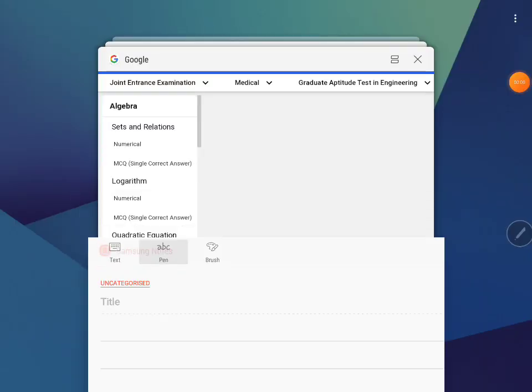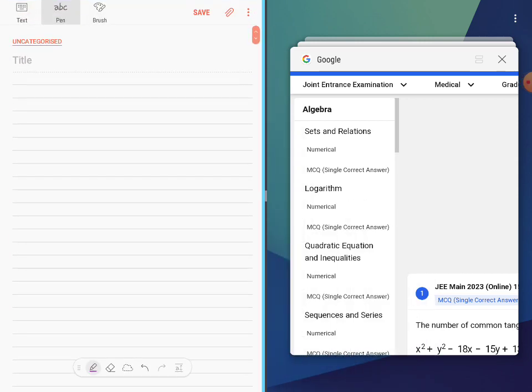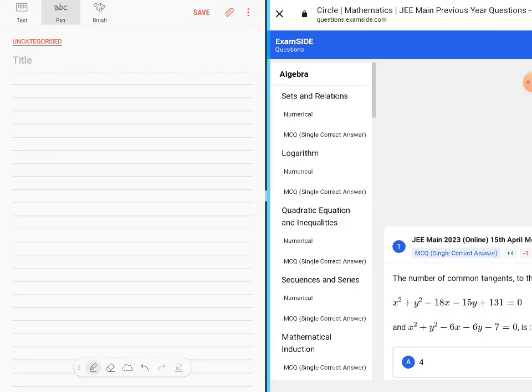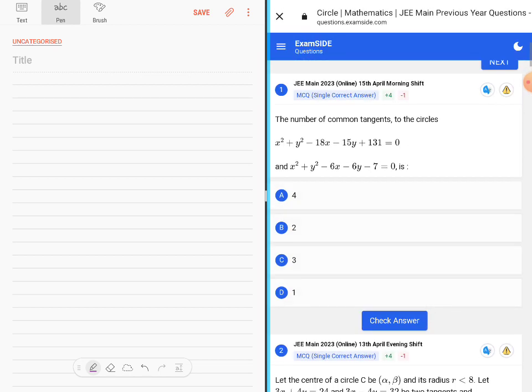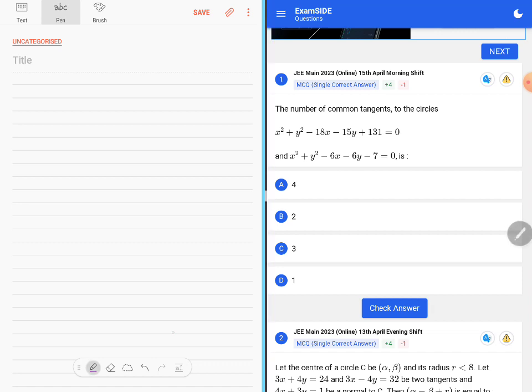So let's see the circles, what are the questions that are there for JEE, and let's try to solve those. So here's the first question. Then this is x squared. You know the center of the first circle is 9 and minus 15 by 2, and this happens to be the center of the circle.